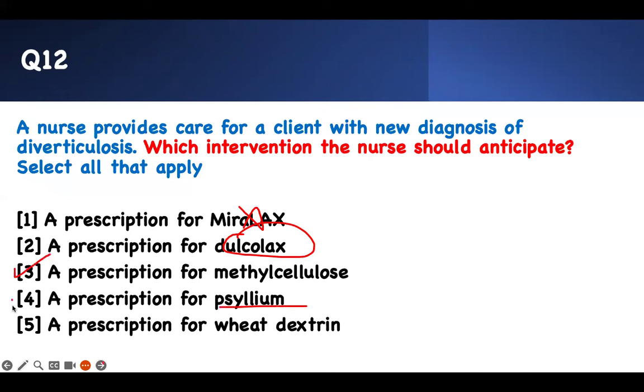Psyllium is also fiber, and wheat dextrin, that is Benefiber. So 3, 4, 5 are your right answers. A little bit confusing, but that's the way to get you thinking. Some of these questions are hard, some are straightforward, and you can see the variation in each of these questions.